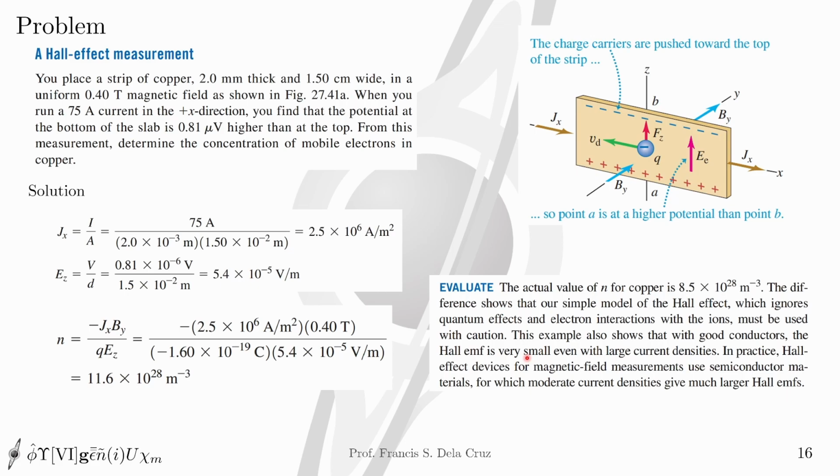In practice, Hall effect devices for magnetic field measurements use semiconductors as materials, for which moderate current densities give much larger Hall EMFs. So that's it for this problem.